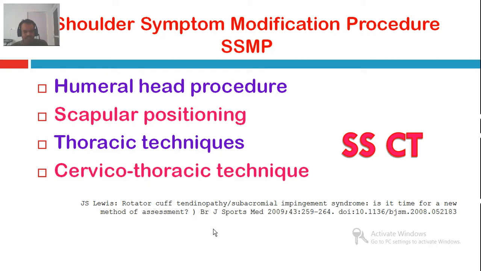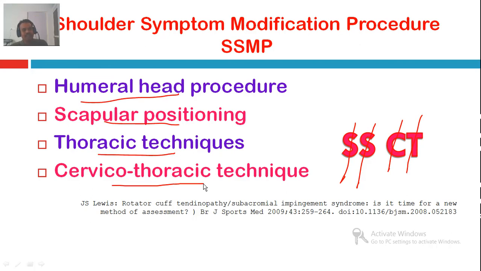Now this is another concept about rotator cuff tendinopathy, subacromial impingement syndrome. You can refer to this from BJSM, that is British Journal of Sports Medicine. What he says is very simple. You have four options to work with the patient. You can work at the shoulder, at the scapula, at the cervical spine, at the thoracic spine. In his words, he calls it humeral head procedure, scapular positioning, thoracic technique, and cervical thoracic technique.